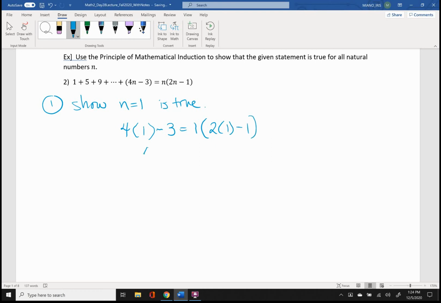Let's simplify it. We got 4 minus 3 on the left-hand side. On the right, we got 1 times 2 times 1 is 2, minus 1 is 1. So it's 1 on either side. Cool, 1 equals 1, yes. That is complete on step 1. We showed that n equals 1 is true. We plugged in a 1 for n on both sides of this equation, using the nth term as the structure for what the n equals 1 term looks like on the left-hand side. The right-hand side is shown in its entirety, and we just plug in a 1 for n there, and it worked out.